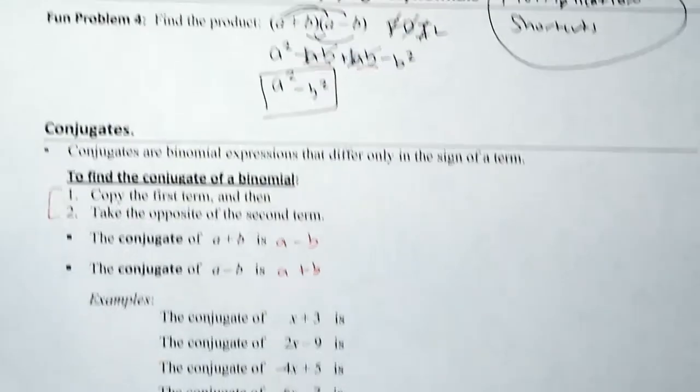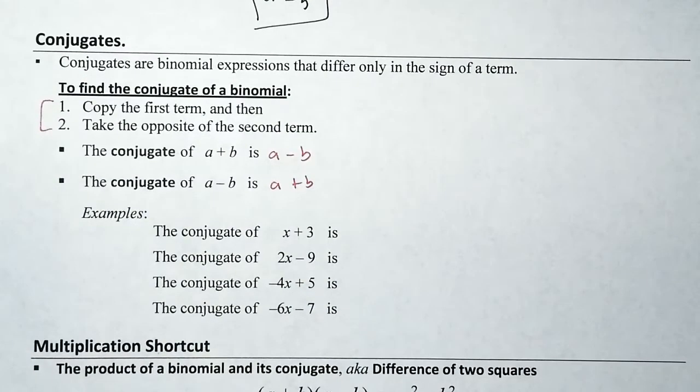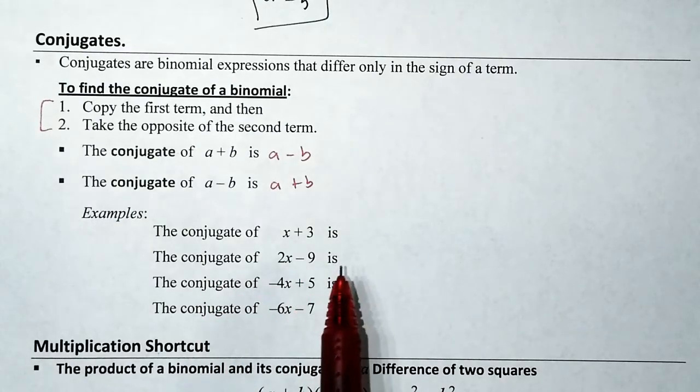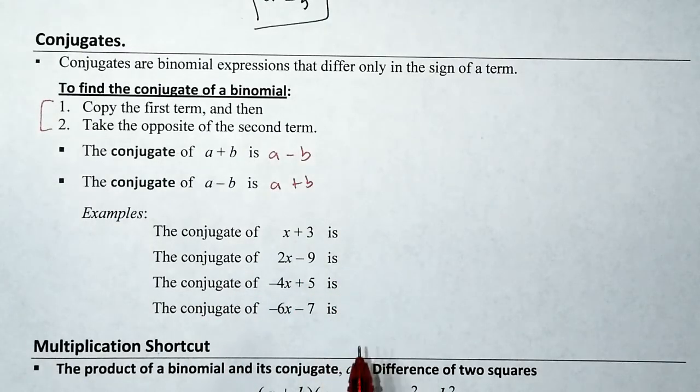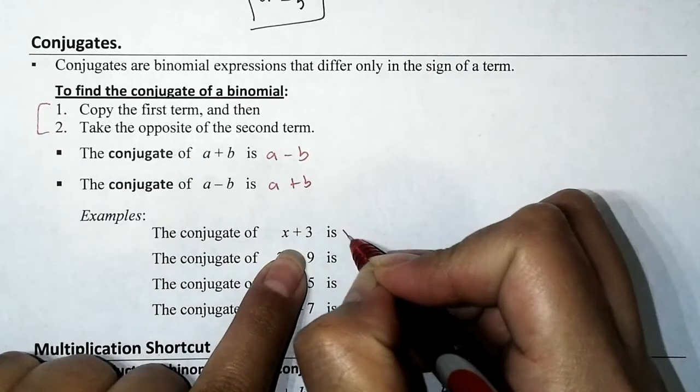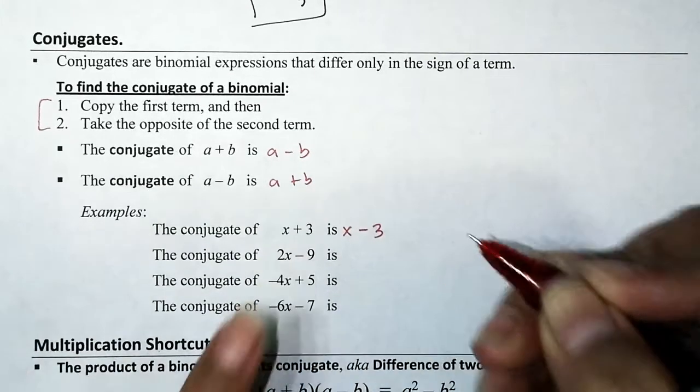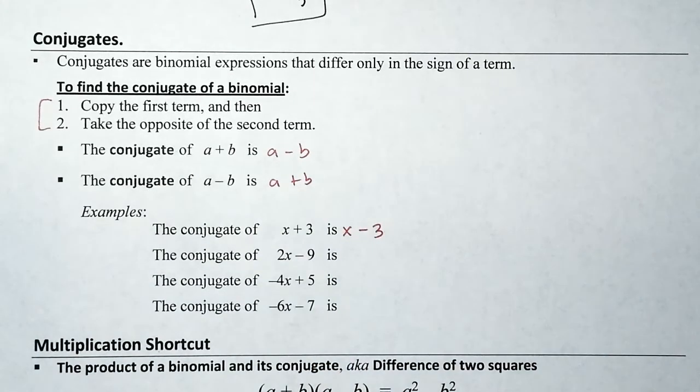Cool. So let's go ahead and practice with these four fun problems. We have the conjugate of x plus 3. Remember, conjugate, copy, opposite. So we'll copy the first term and then take the opposite of the second term. So the conjugate of x plus 3 is x minus 3. And then you're walking down the street and someone says, hey, what's the conjugate of 2x minus 9? You're like, I got you.